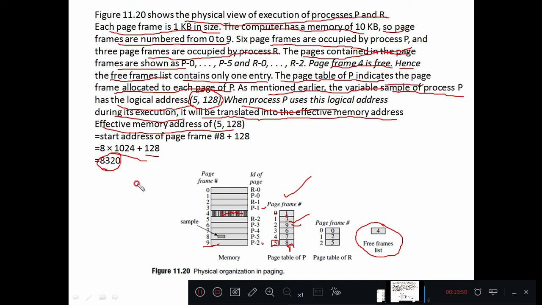So in this way the paging technique is implemented in the operating system, right? So in the next class we will see segmentation. Thank you.